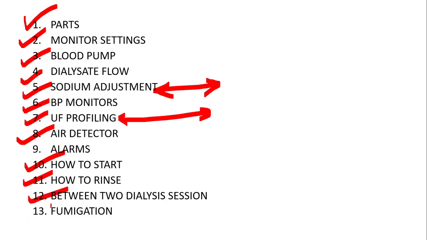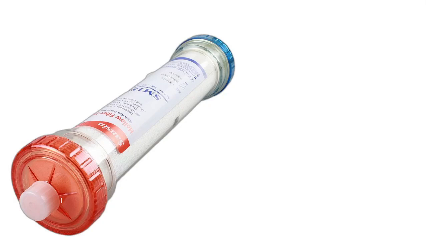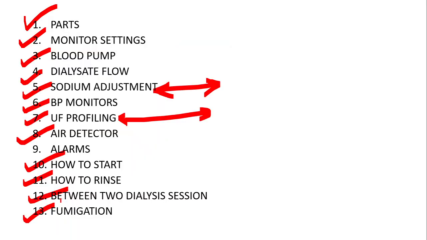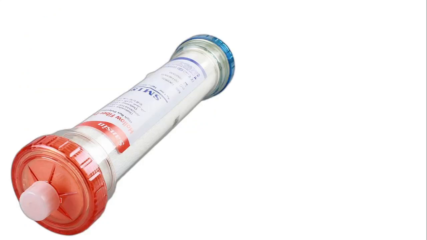the cleaning process, and how to fumigate or how to clean the machine, and if you are in a big center, how to fumigate the hall. These are all the headings with which the student has to be aware of. These topics are more important from a dialysis technician's point of view. The patient related parameters mainly are for the medicine resident, which are related to sodium adjustment, ultrafiltrate profiling, how to set the blood pump speed and all.